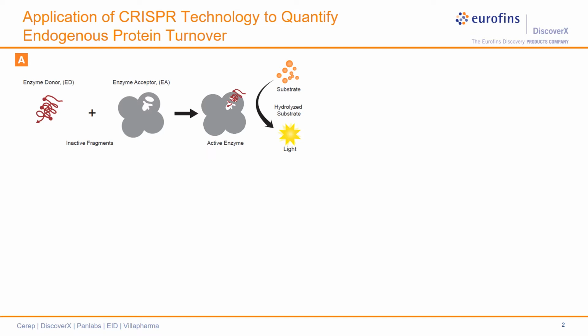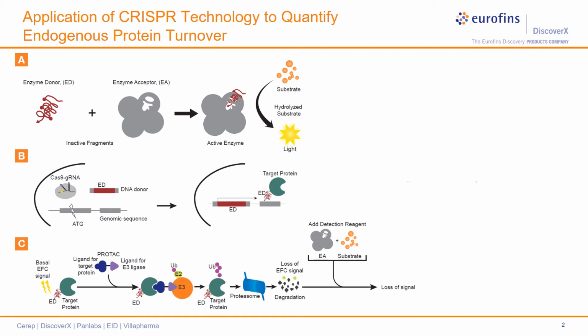EFC is a split beta-galactosidase system in which the enzyme has been broken into two fragments. One acts as an enzyme acceptor, EA, and the other acts as an enzyme donor, ED. Separately, the fragments are inactive, but combined, they form an active enzyme that hydrolyzes its substrate to produce a chemiluminescence signal that can be easily detected by plate readers.